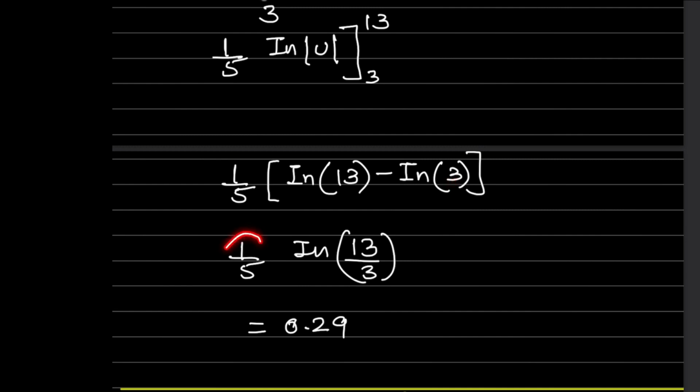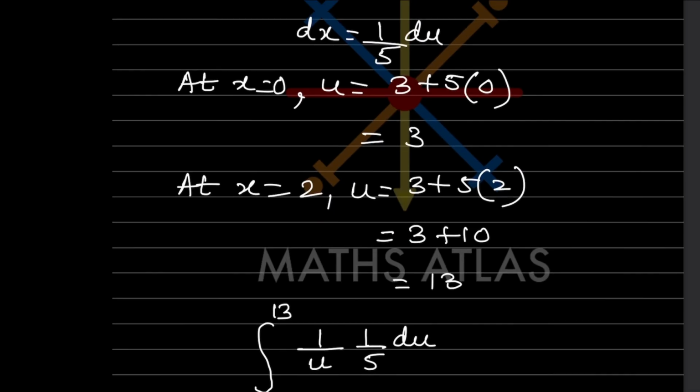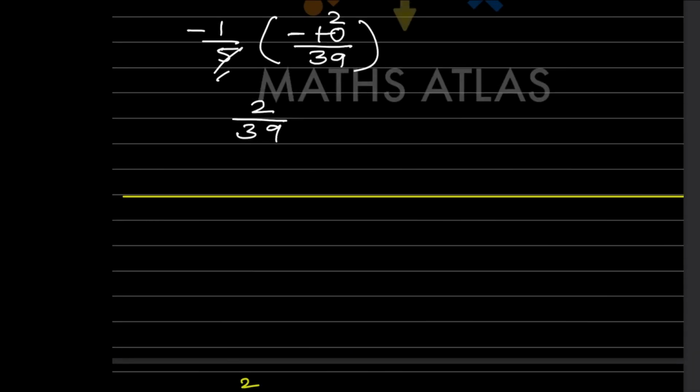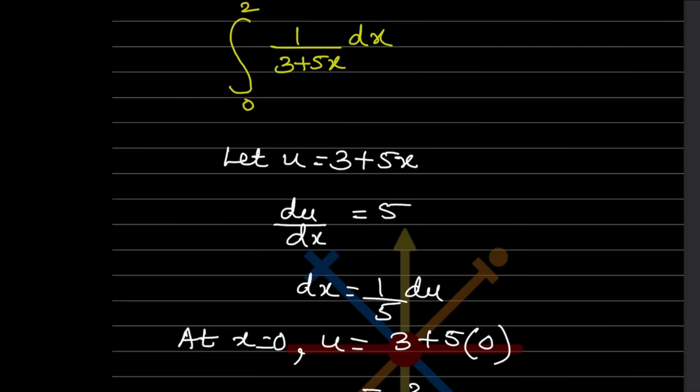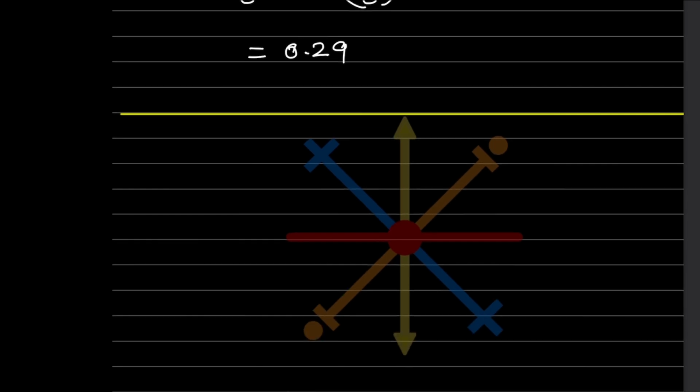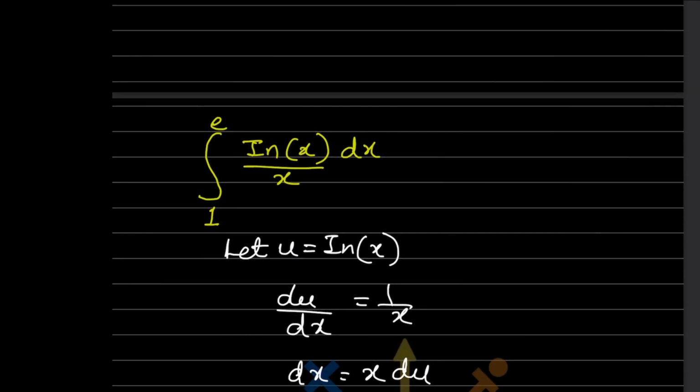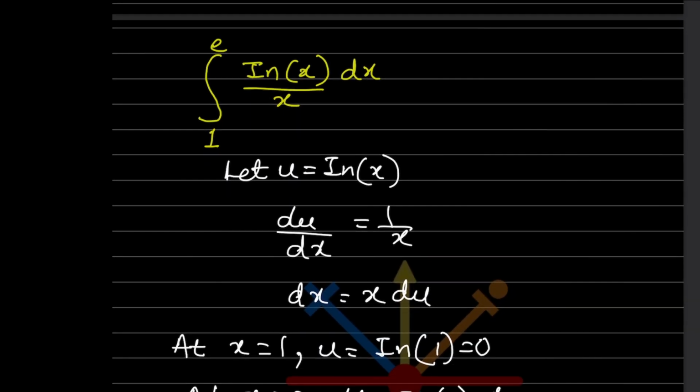Now you can check it on your calculator. When you put in 1 by 5 into ln of 13 by 3, the answer is going to be 0.29. So did you see the difference between this one? This answer was 0.29, and here we got 2 divided by 39. So now let us see this problem here.